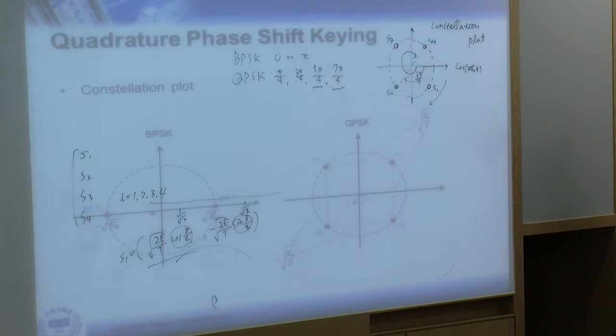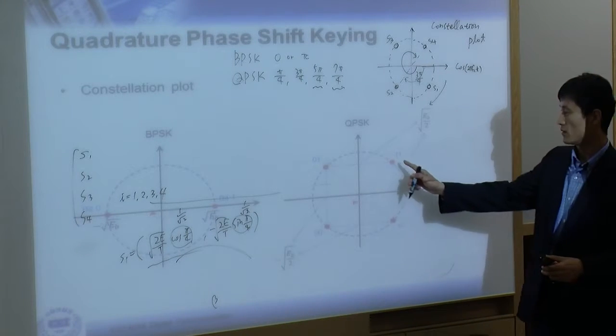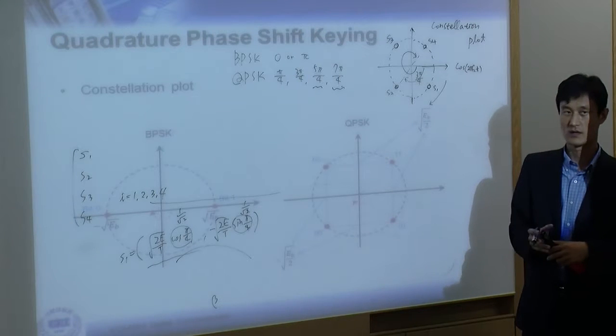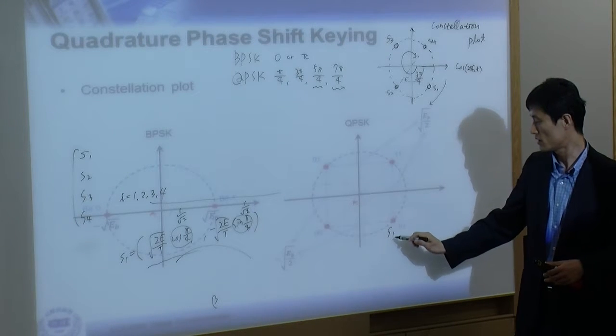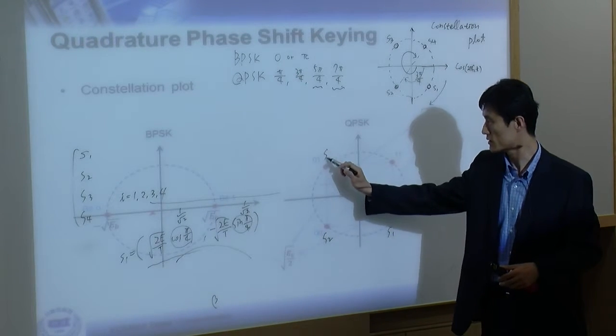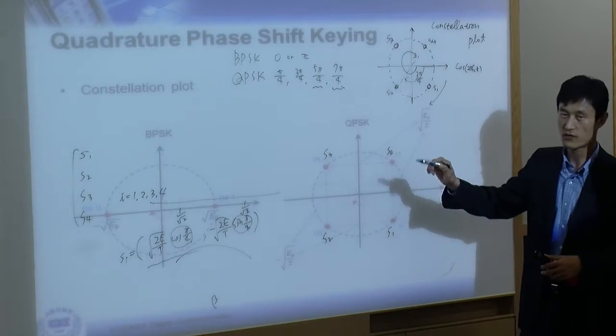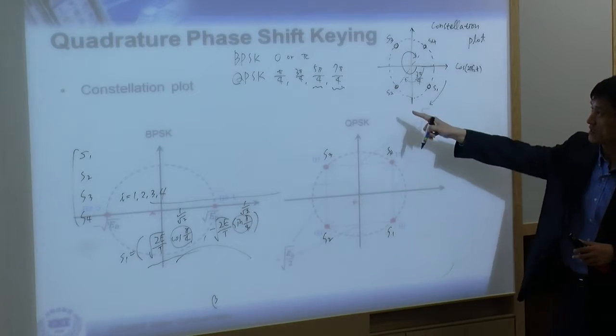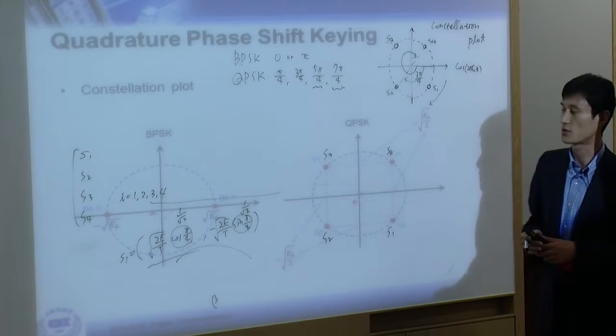This is what we call a constellation plot. We have 4 symbols, right? S1 here, S2 here, S3, S4. So we have 4 symbols. Each one has this much phase rotation.